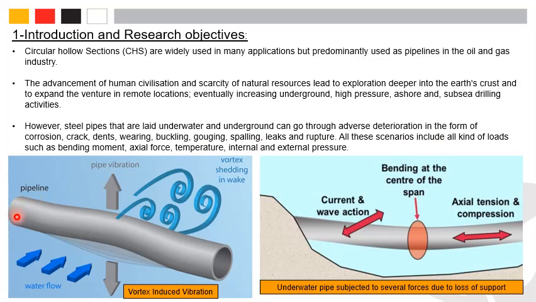As we can see in this image, due to water flow, the pipe starts to bend, which causes additional loads and stresses to the internal pressure that the pipe is working with. In the other image, we might see bending at the center of the span due to loss of support, so there are two kinds of loads combined, current and wave action, in addition to axial tension and compression member.